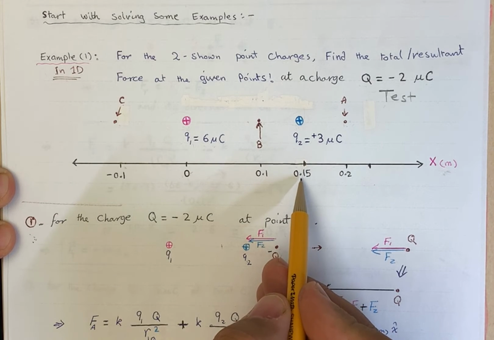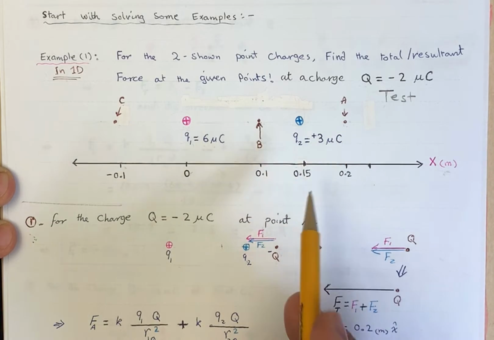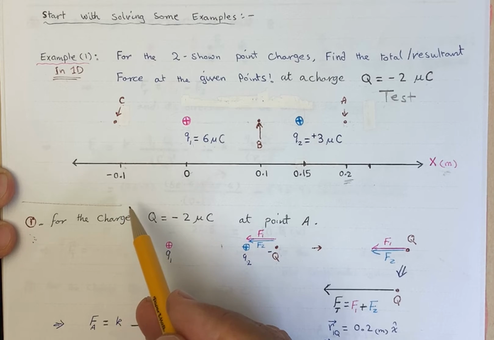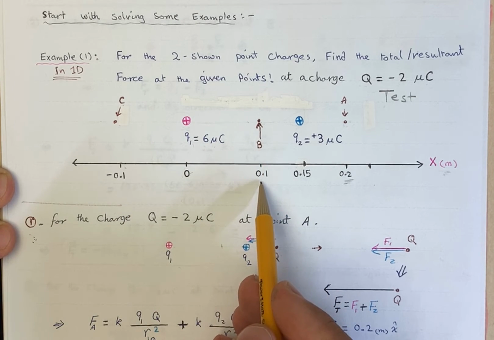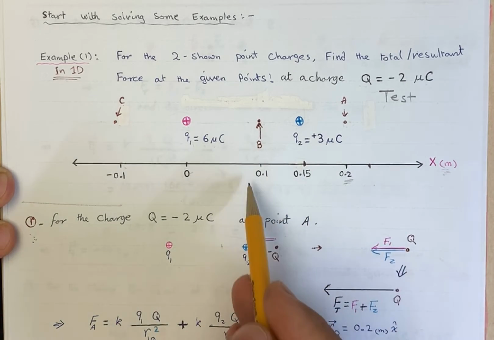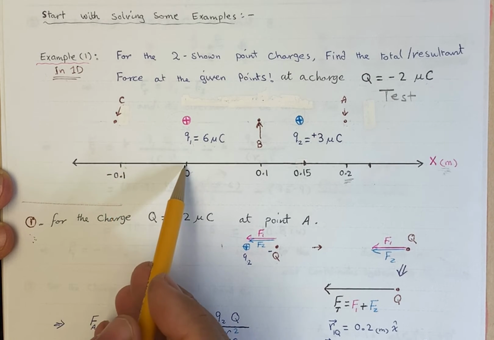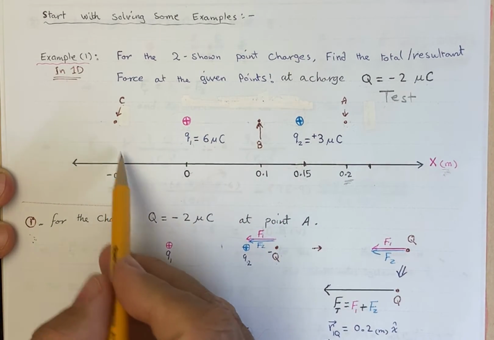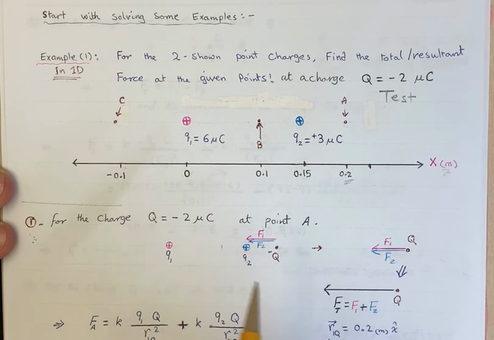Q2 is 15 centimeters to the right of Q1. The point A is 20 centimeters to the right of Q1, or the origin. The point B is at 0.1 meter, which is 10 centimeters. And the point C is 10 centimeters to the left of Q1, or the origin. We can easily know the distance between each of the points A, B, and C and Q2.